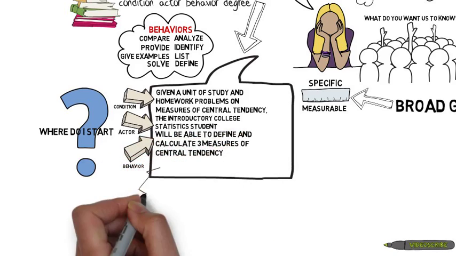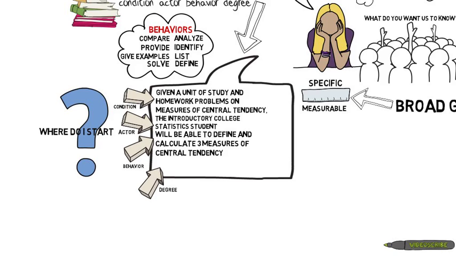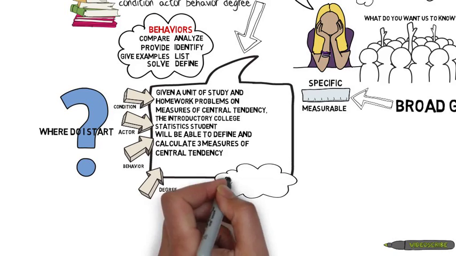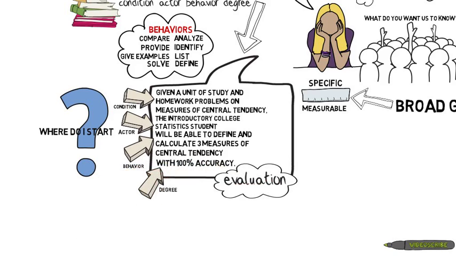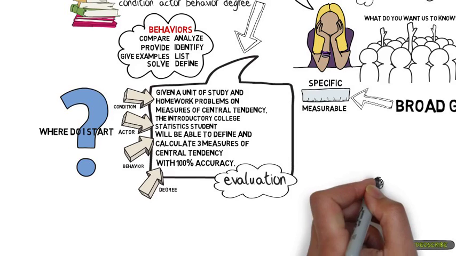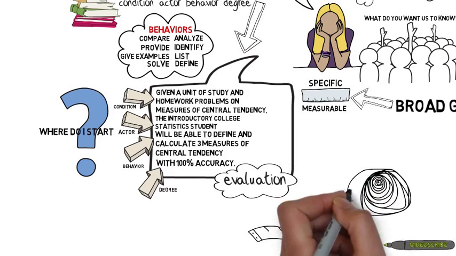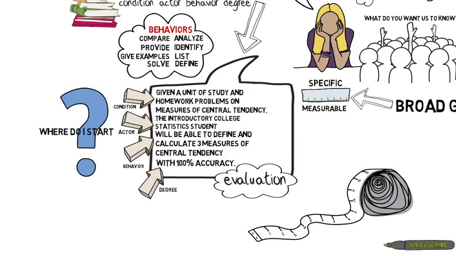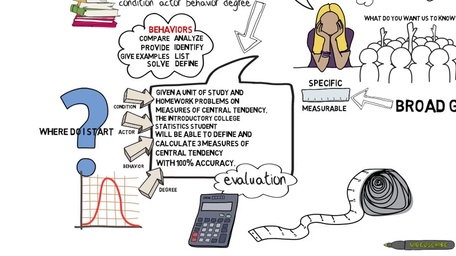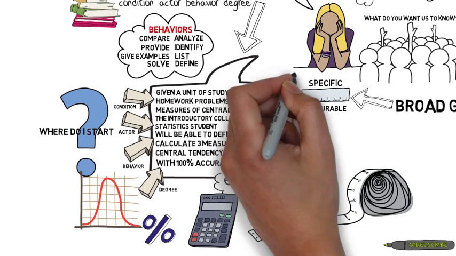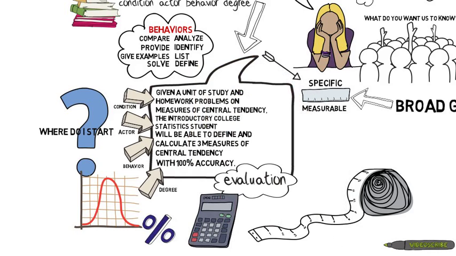Good, now all we need is the degree. This will indicate how well we want the behavior to be performed or how we will evaluate the performance. With 100% accuracy, that's a good way to measure degree, so we'll use that. So what does our completed objective look like? Given a unit of study and homework problems on measures of central tendency, the introductory college statistics student will be able to define and calculate 3 measures of central tendency with 100% accuracy. That's a pretty good objective because it's both specific and measurable.